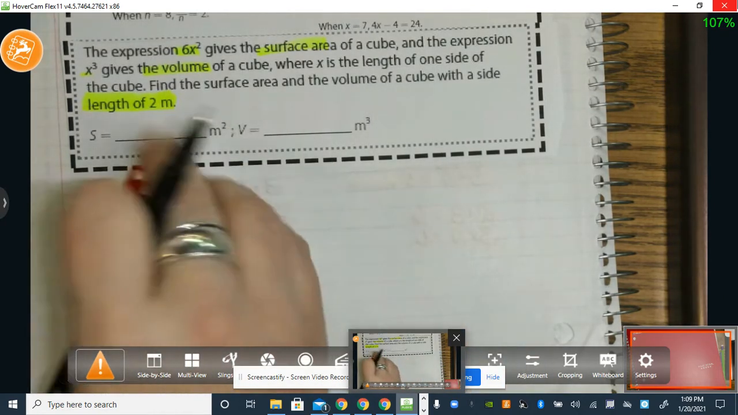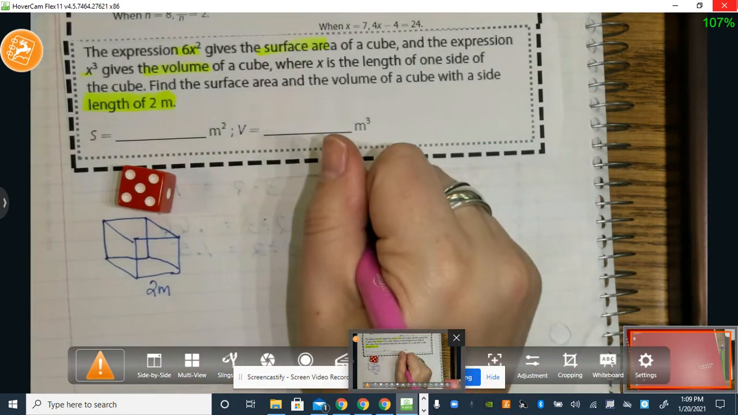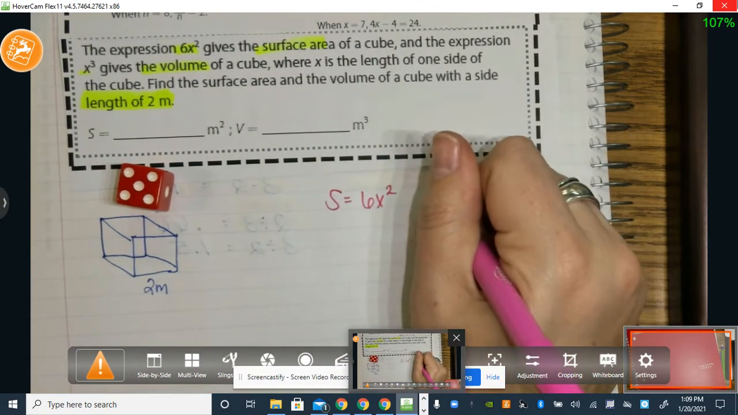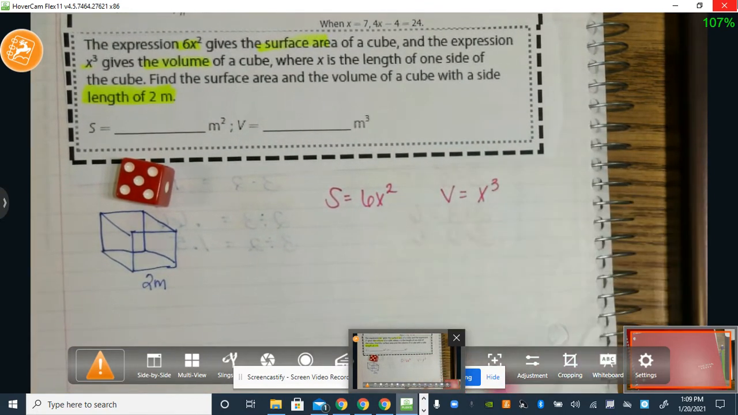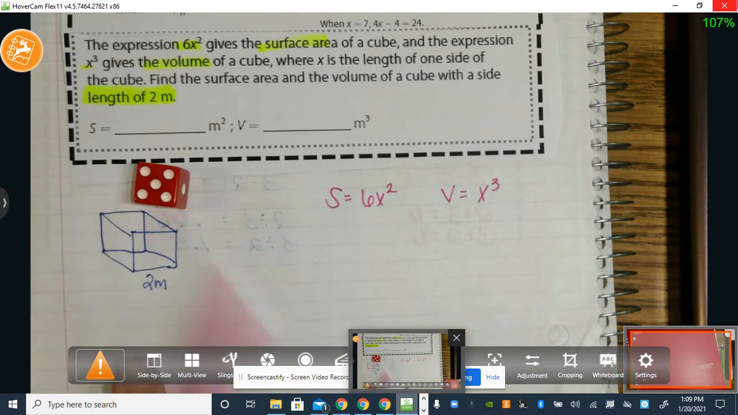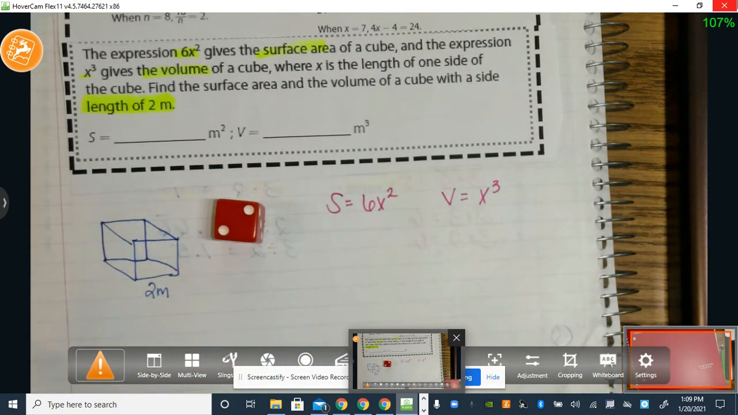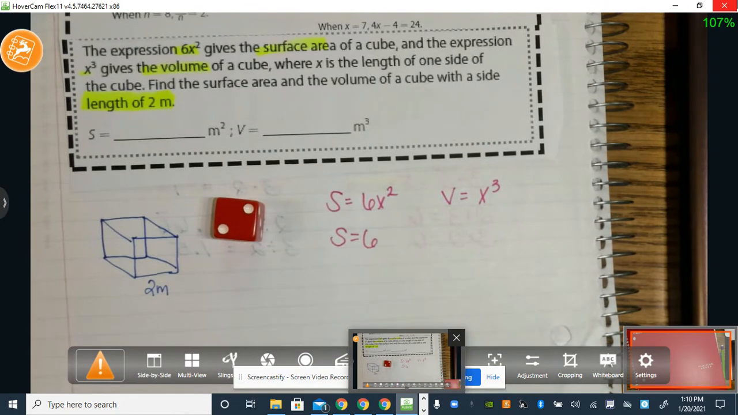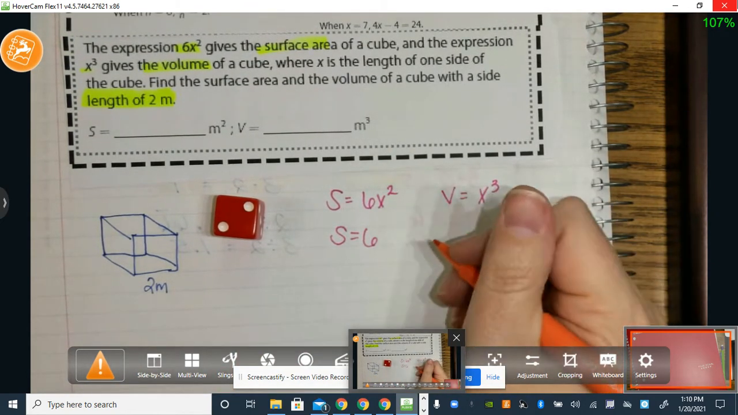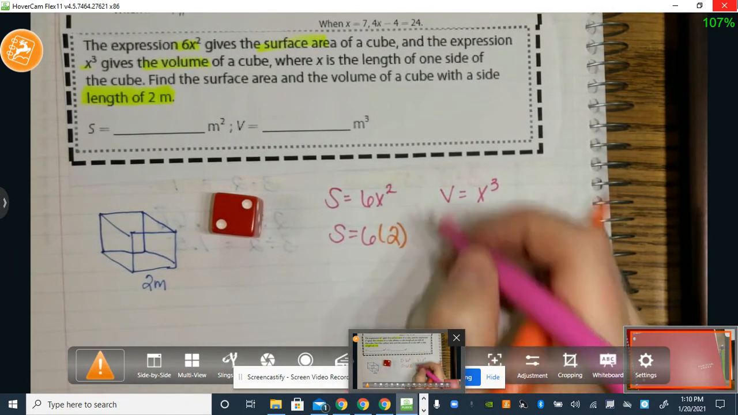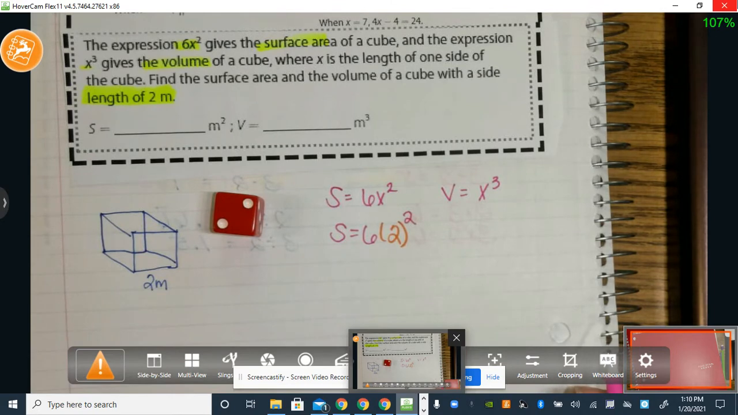So my surface area formula is 6x squared. And my volume is x cubed, because we have a 3-dimensional shape. That's what we're looking at, volume of a 3-dimensional shape. So let's start off with the surface area. Surface area is equal to 6 times x. Well, they said that the length would be 2, so that would be 2, and we would square it.